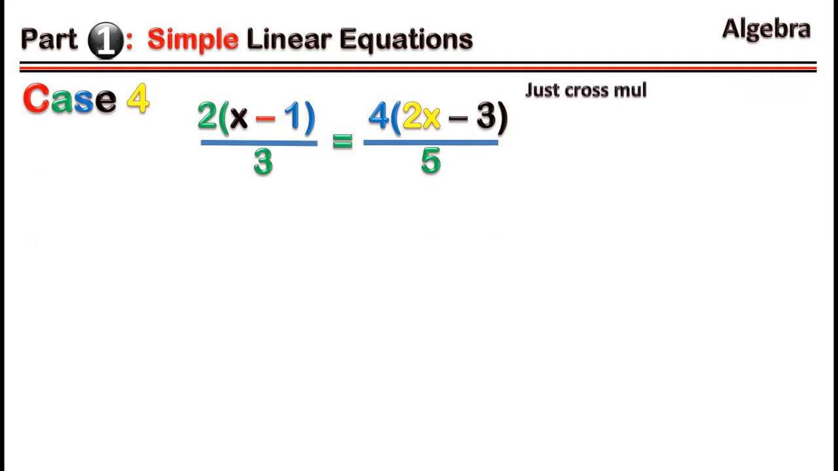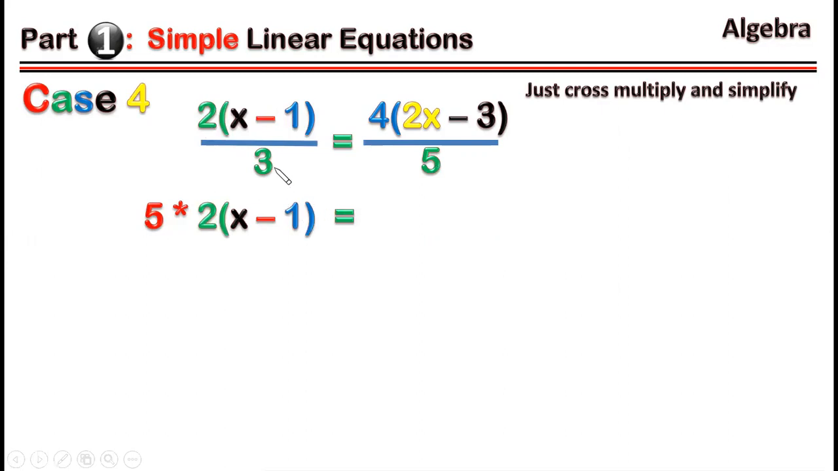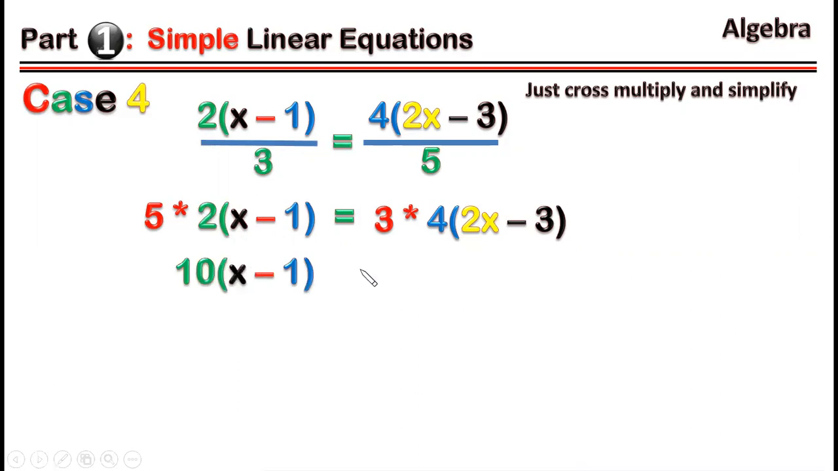Whenever you have fractions. So when you cross multiply, we're going to have 5 times 2 into x minus 1. So this is 5 times this numerator here. And then on the right-hand side, that should be equal to 3 times 4 into 2x minus 3. So 5 times 2 is 10. So you have 10 into x minus 1 is equal to 12 into 2x minus 3.